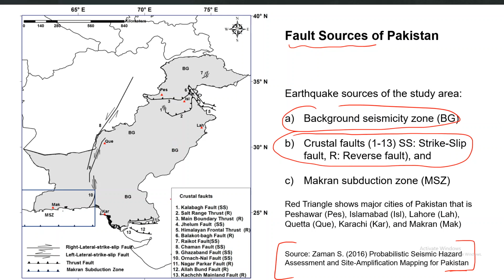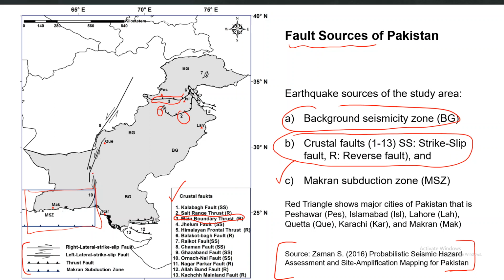This is a list of all of those crustal faults which were considered in this study, and they are shown here in the map, the number of fault, and also the Makran subduction zone. The subduction zone is also included and explicitly modeled in this study. The symbol here is showing the type, or the focal mechanism, of earthquake. The fault number 3, for example, you can see the main boundary thrust, MBT, is a thrust fault, and 2 also, salt range thrust, is a thrust fault.